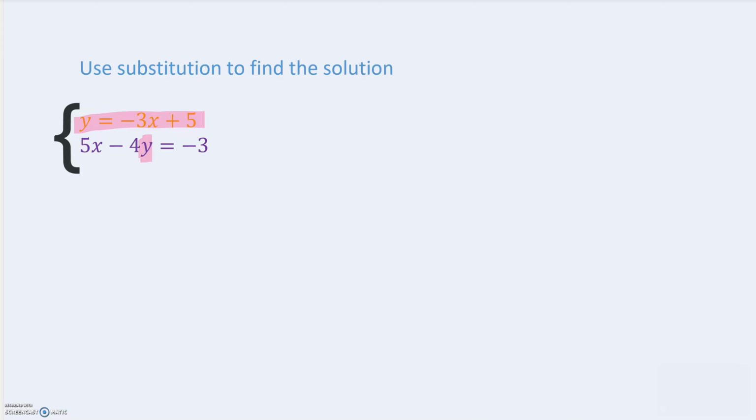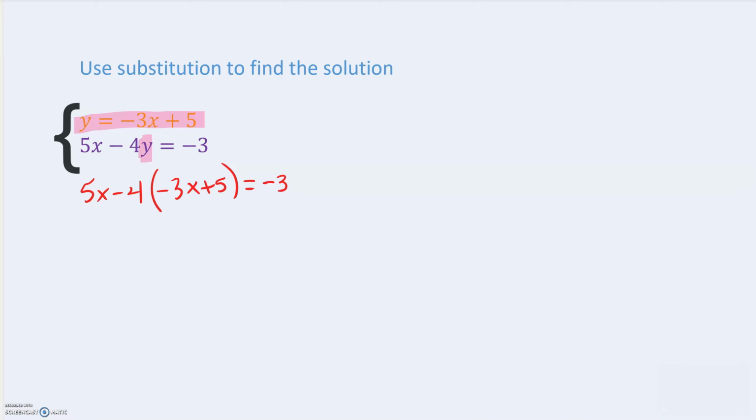So what that's going to look like is I'm going to still keep this 5x minus 4. Nothing happened there. But instead of y, I'm going to do parenthesis, -3x plus 5, close my parenthesis, equals -3. Ooh, that's ugly. Equals -3. There we go. So I kept that bottom equation, and the only thing that I changed was that y, because we know that y is -3x plus 5.